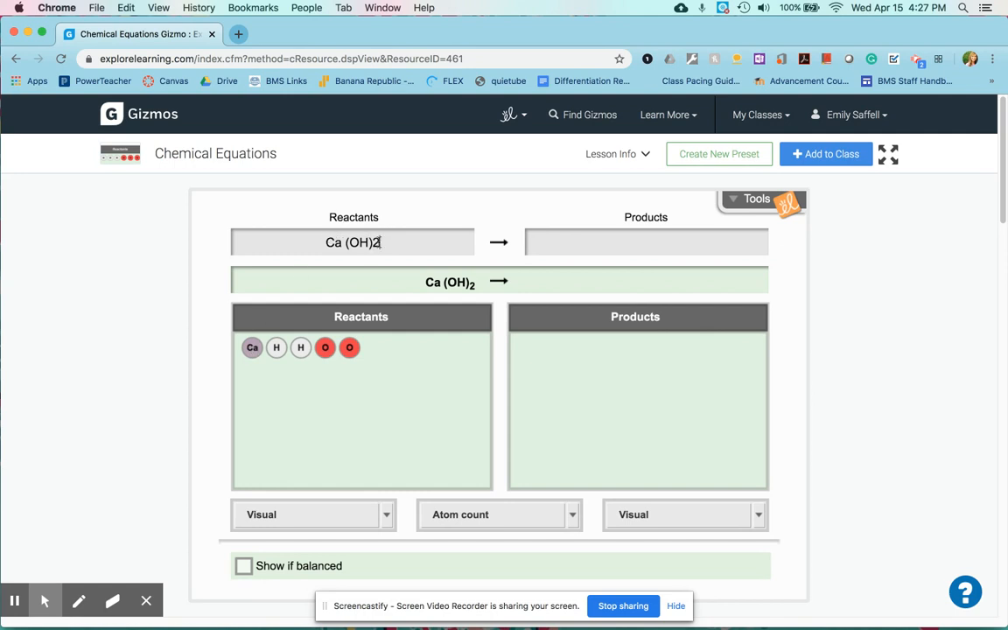The number outside the parentheses does not affect anything that is not in the parentheses. So it doesn't affect the Ca. I have 1 Ca, and then it multiplies the 2 times the H and the 2 times the O. So I have 2 O's and 2 H's. Let's try if I do it with the 3. Multiply the H times 3, 3 H's. Multiply the 3 times the O, I have 3 O's. It'll do the same thing if I do 4. If I put a subscript in there, it would also do 4 times 2. If I made this a 3, I will now have 12 O's, and so forth.